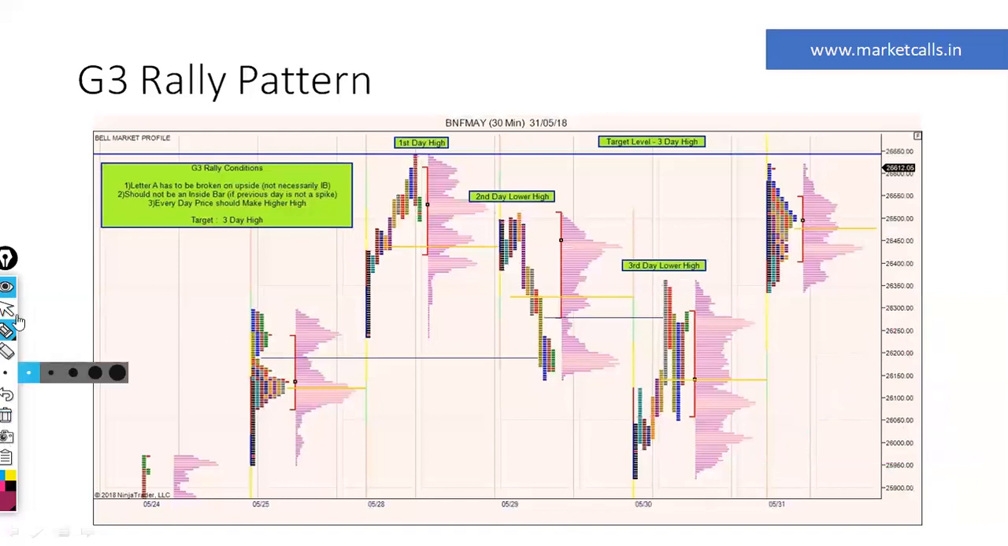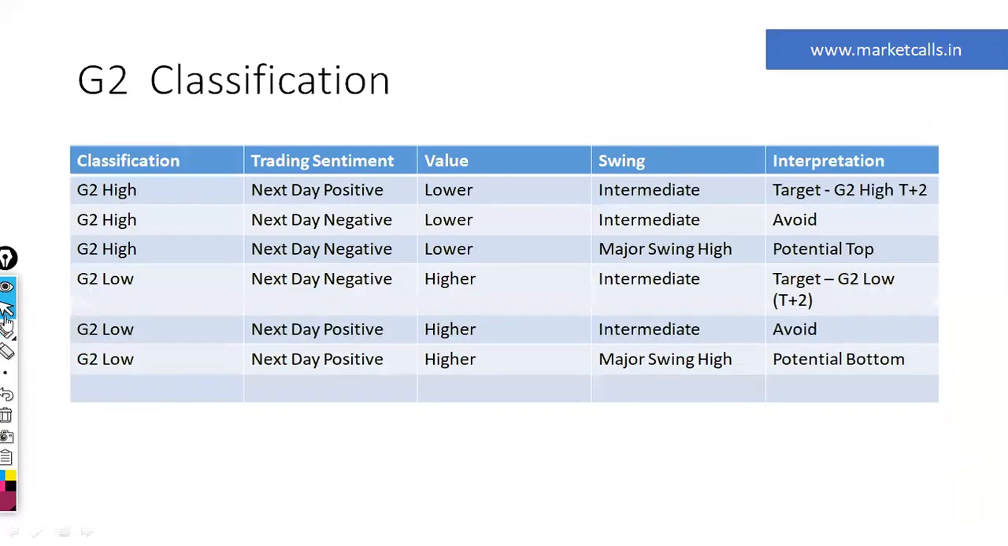To summarize, which ones we look into: we have a classification over here. One is called the G2 high, G2 low classification. Sir, inside bar means it should not be under value area, right? No, I'm not talking about value area. Inside bar means it neither breached yesterday's high nor yesterday's low. It's completely an inside bar on the daily charts.